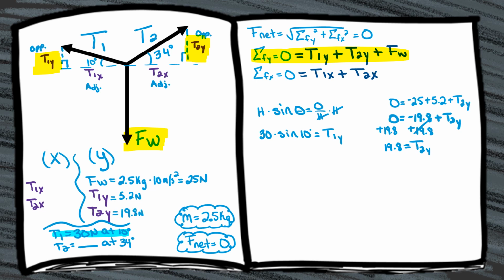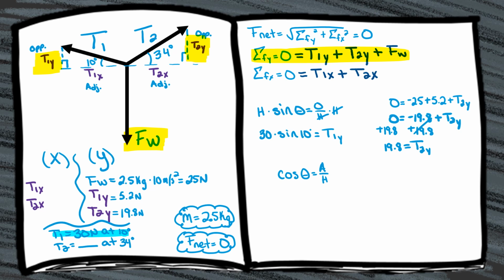So what about the sum of the forces on the x-axis? How do we determine these forces? That's right, Alex. We must use cosine of theta equals adjacent over hypotenuse, in which we want to solve for adjacent to determine the tension number 1 x component.